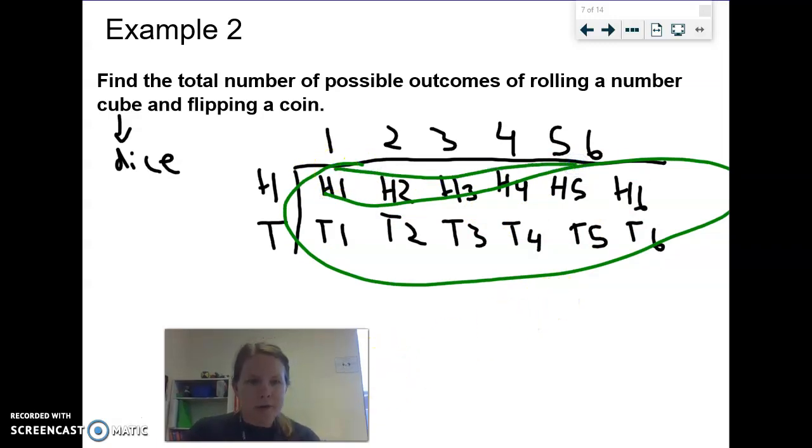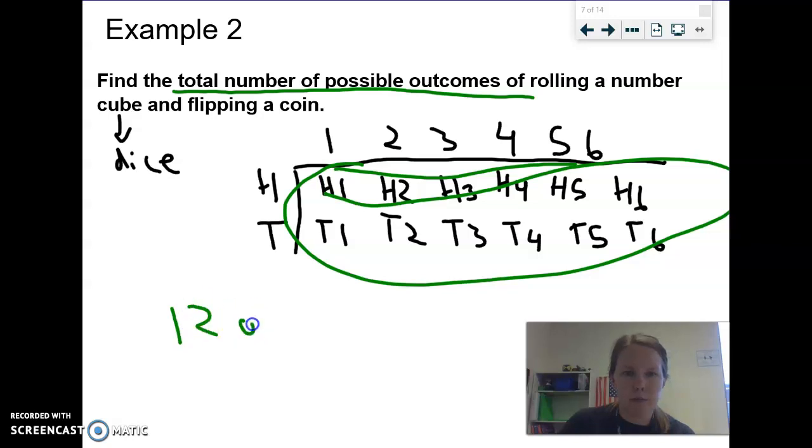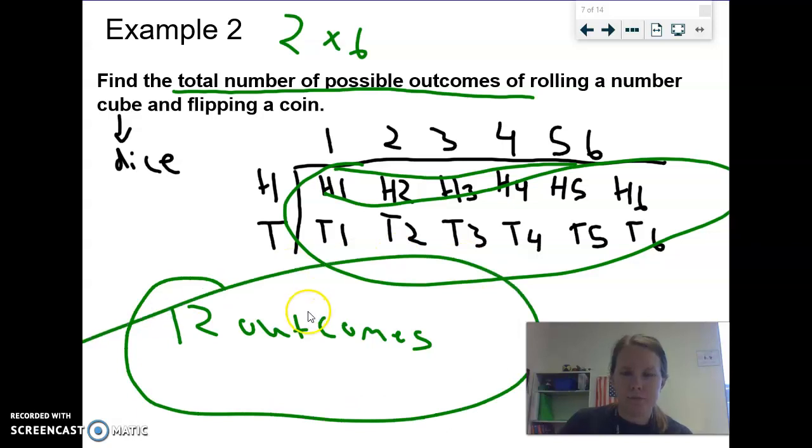Okay, so then I can count up how many total outcomes, because it says find the total number of possible outcomes. There are a possibility of 1, 2, 3, 4, 5, 6, 12 outcomes. Again, you can use that fundamental counting principle and realize that if I flip a coin, there's 2 outcomes that are going to happen. If I roll a dice, there's 6 outcomes. 2 times 6, that gives me 12.